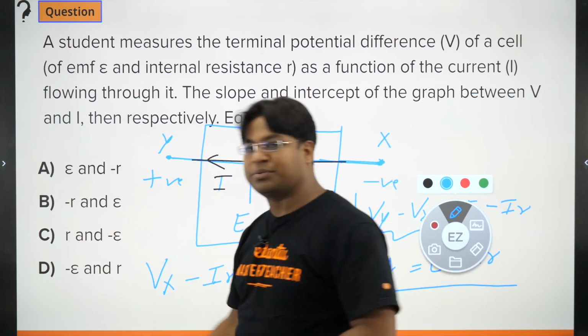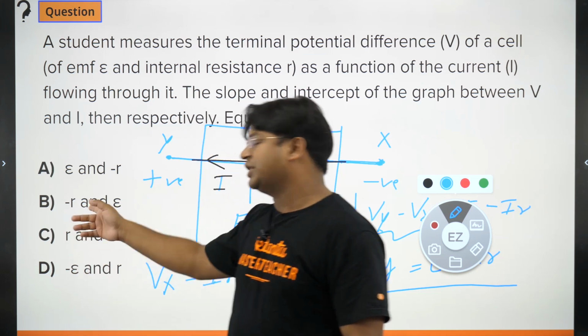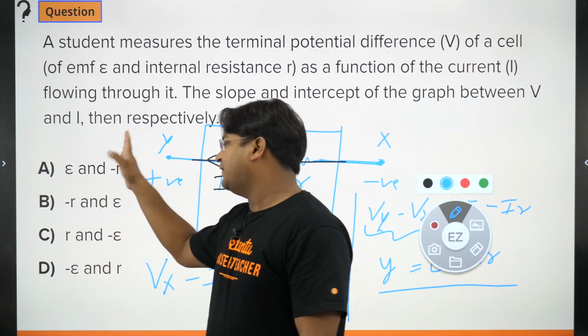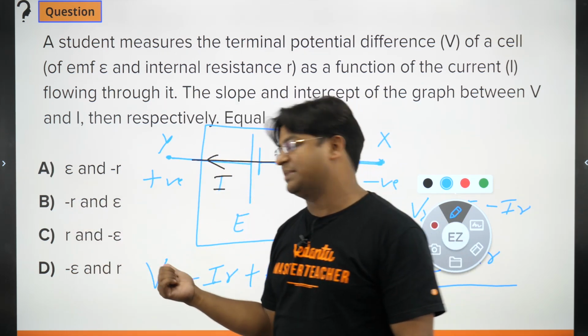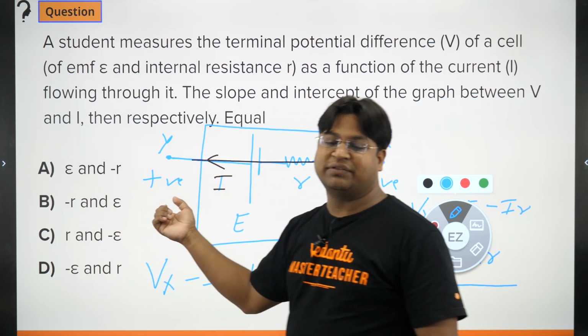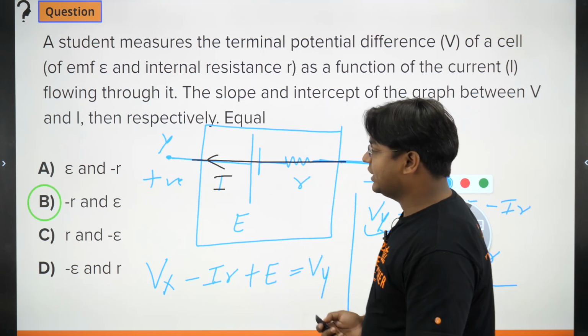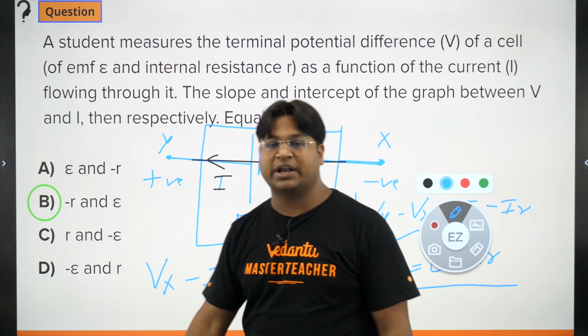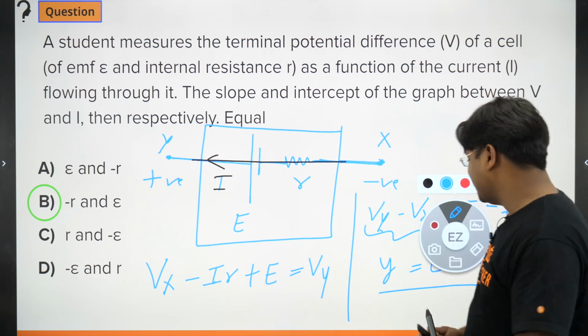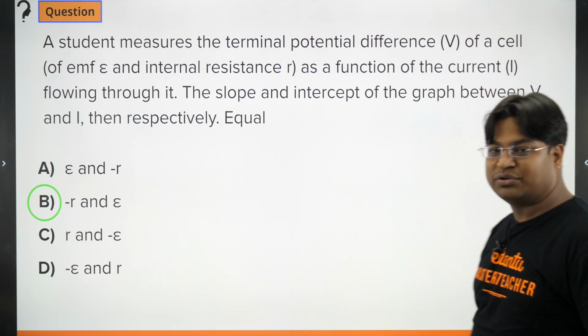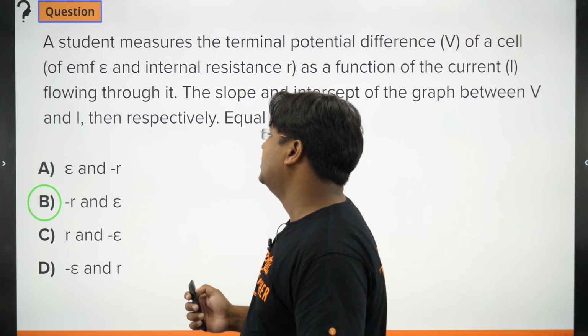So out of these 4 options, only one has minus r. So I'm pretty sure that should be the correct option, even if I don't worry about the y-intercept. But we have already calculated the y-intercept also, so that is also E. So option B should be the correct one. Let's have a look at it, and yes, option B is indeed the correct one. All right, okay. Hope you understood this. Let's move to the next question now.